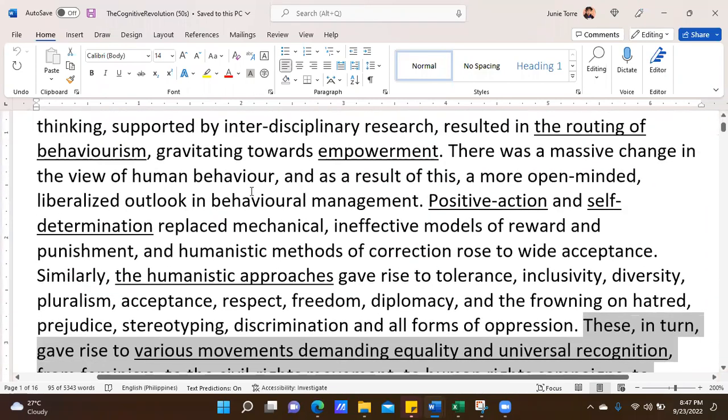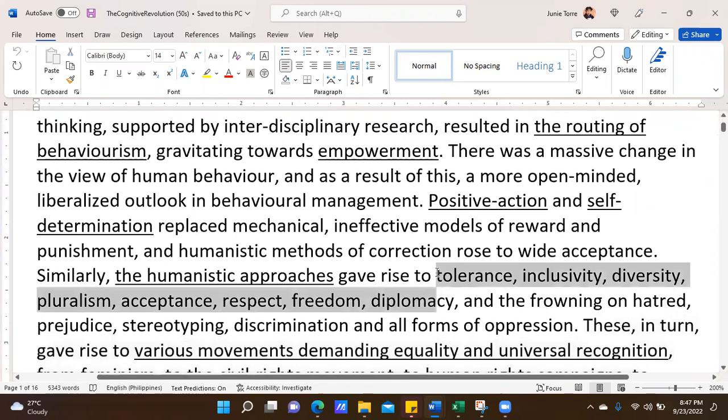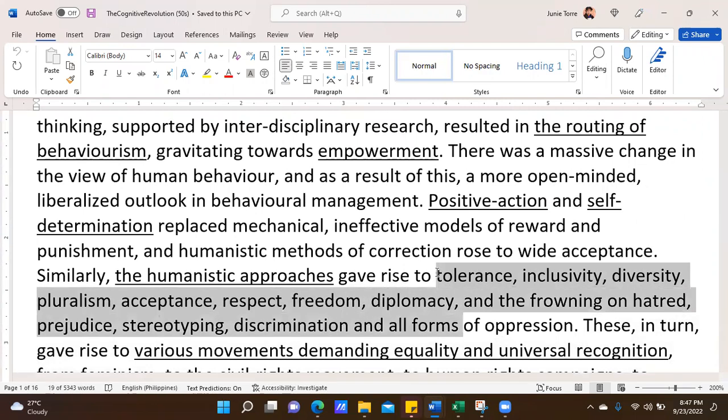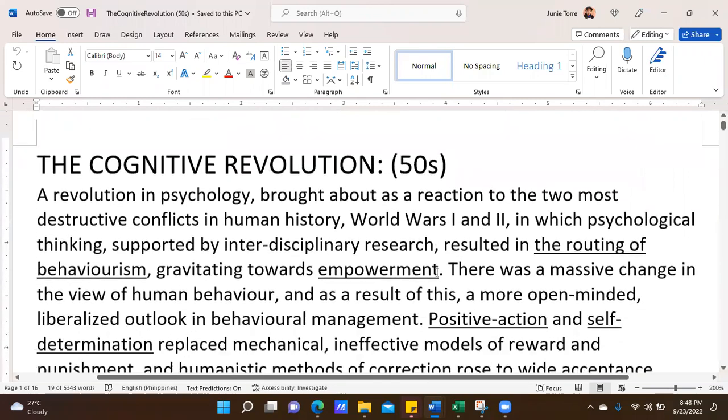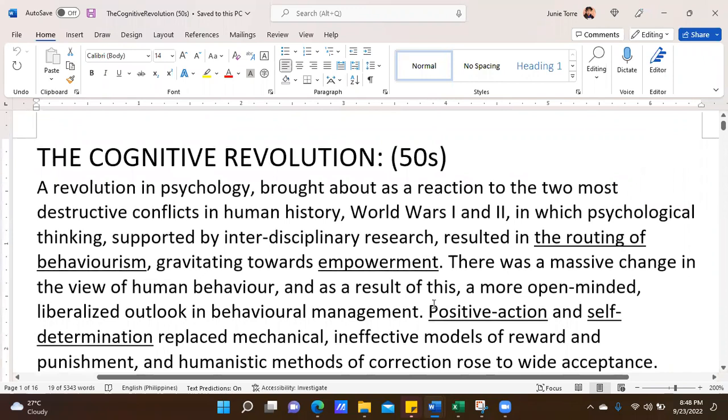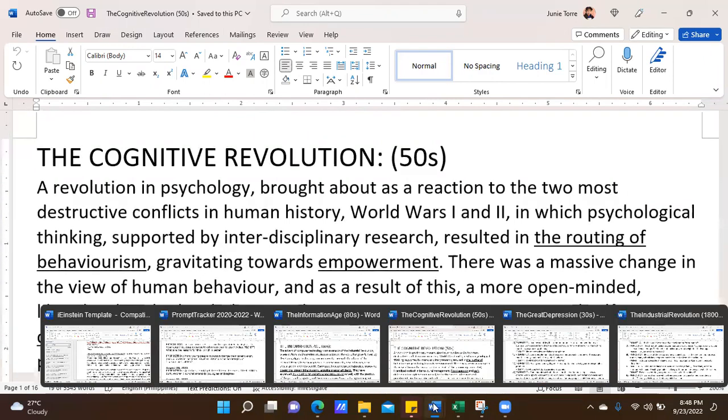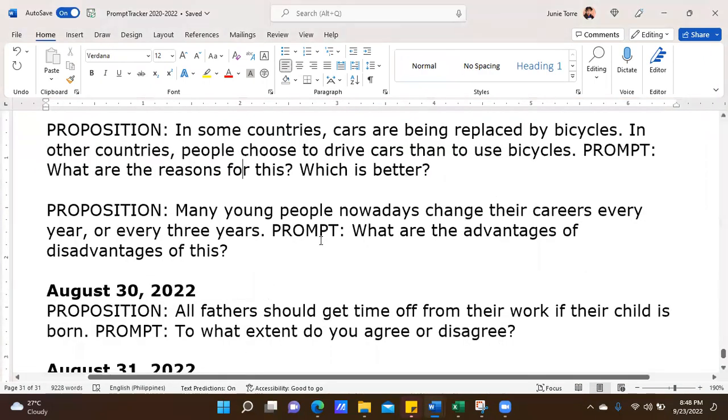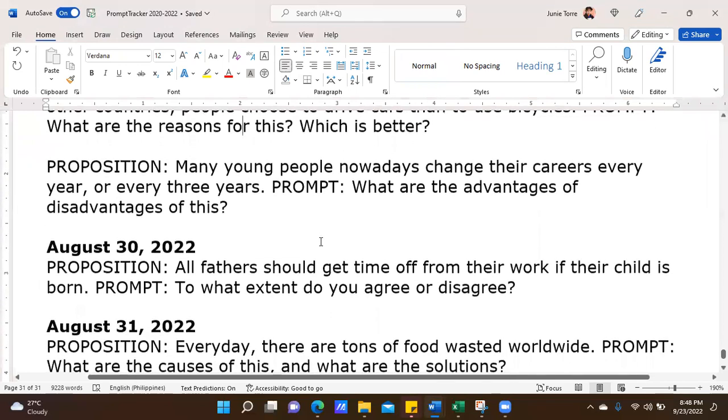Very nice now, guys. Yan. So, bitawan nyo lahat yung mga ganun. Tolerance, inclusivity, diversity, pluralism, acceptance, respect, freedom, diplomacy. See? The frowning on hatred, prejudice, stereotyping, discrimination. Hatred, prejudice, stereotyping, all forms of oppression. That is the cognitive revolution after the wars. So, tingnan nga natin yung prompt tracker natin.